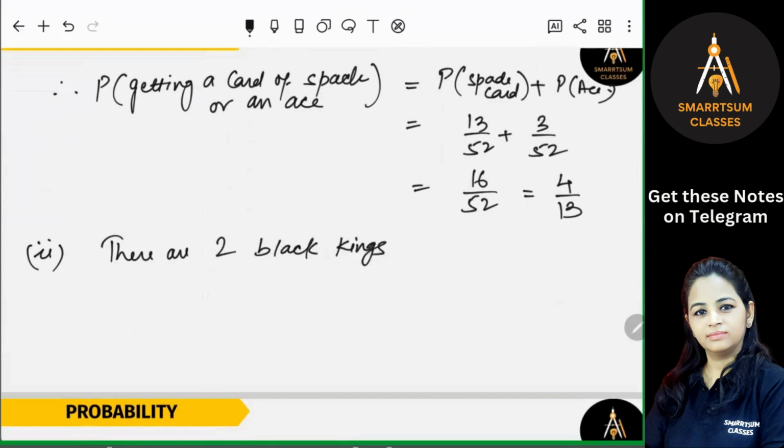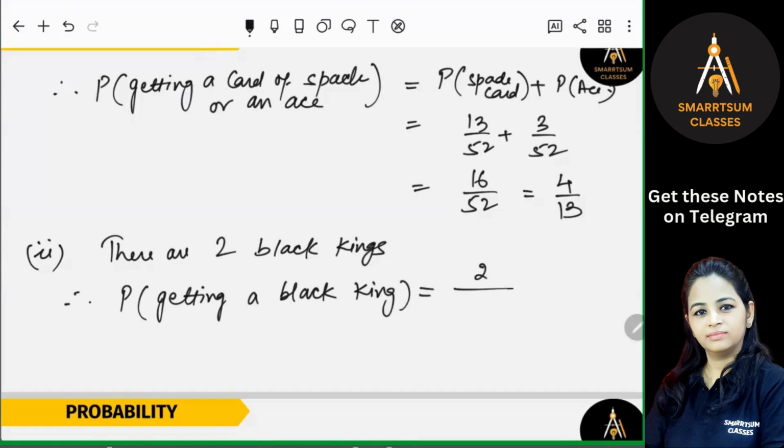So there are 2 black kings, which is the number of favorable outcomes for this event to happen. So what will be the probability of getting a black king? It equals 2, because there are 2 black kings, one for spade and one for club, divided by the total number of outcomes, which is 52. So the probability of getting a black king will be 2 by 52, that is 1 upon 26. So in this way, we have got the probability of getting a black king out of these 52 cards, which is 1 by 26.